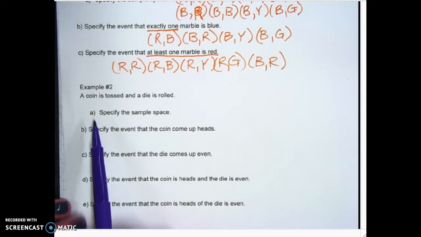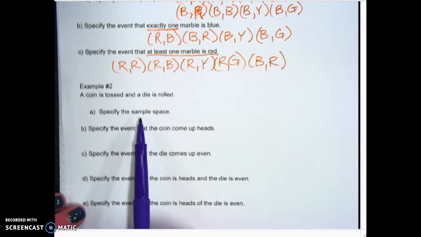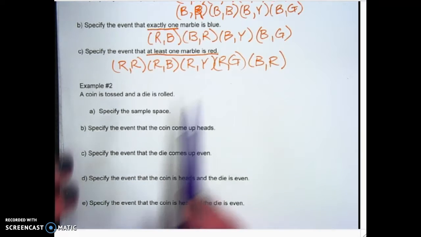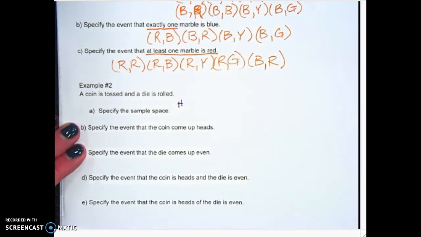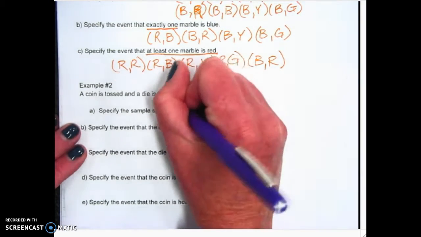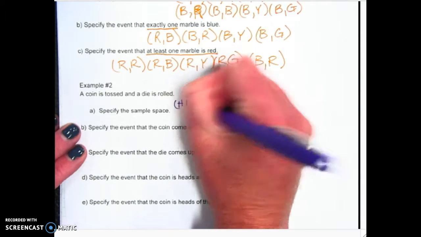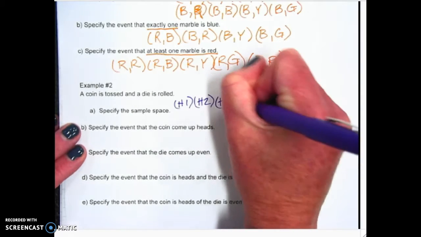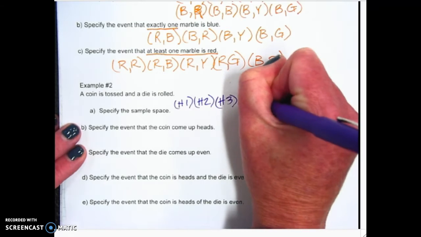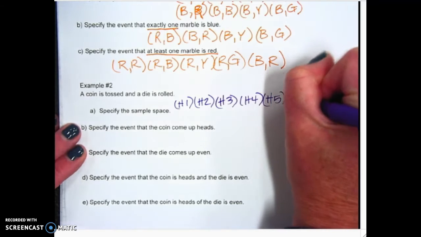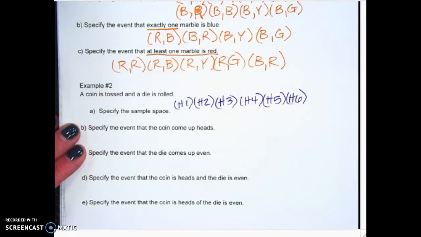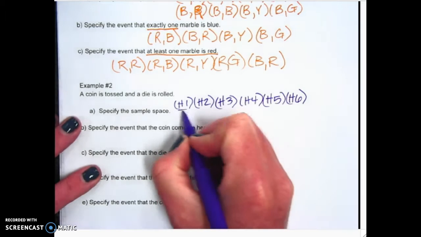Okay, so part A, specify the sample space. Let's say we've got a heads first. So you can have heads with a 1, heads with a 2, heads with a 3, heads with a 4, heads with a 5, and heads with a 6. Same thing with the tails: tails 1, 2, 3, 4, 5, 6.